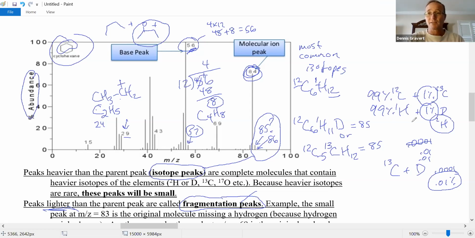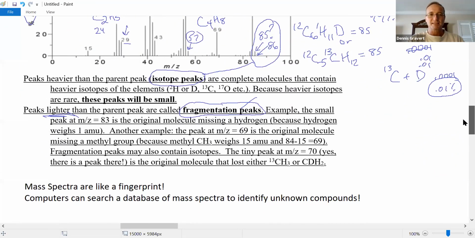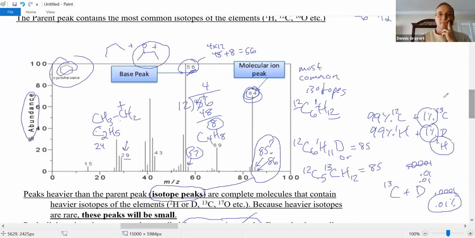Okay, I think we got everything done here in terms of analyzing and naming different types of peaks. Oh yeah, mass spectra are like fingerprints. So this is a much better spectrum. You can see how there are groupings of peaks. Each peak has a different height. And so we might have another molecule that's C6H12.